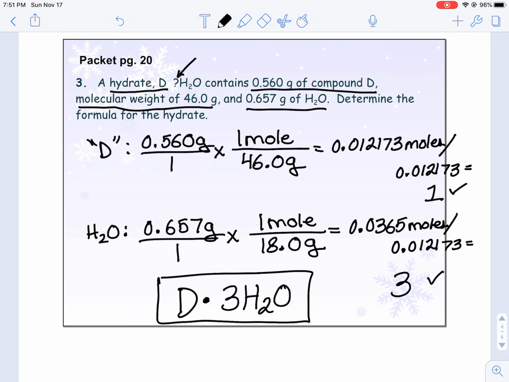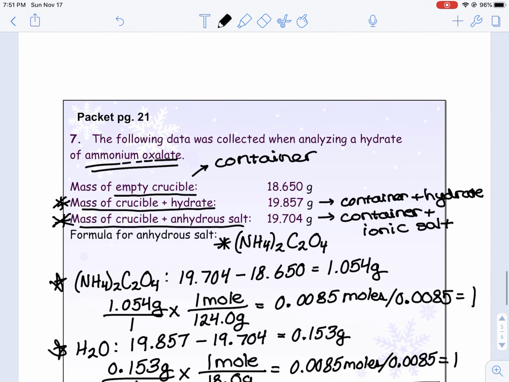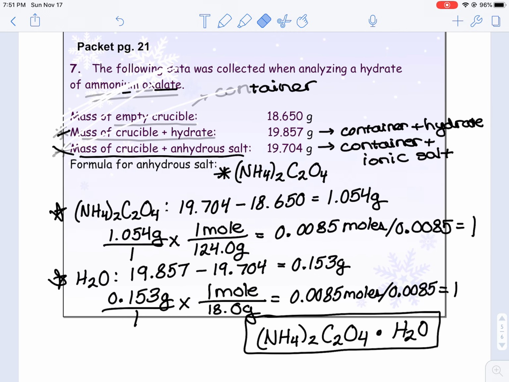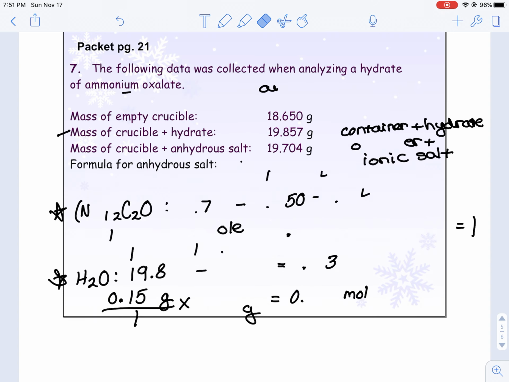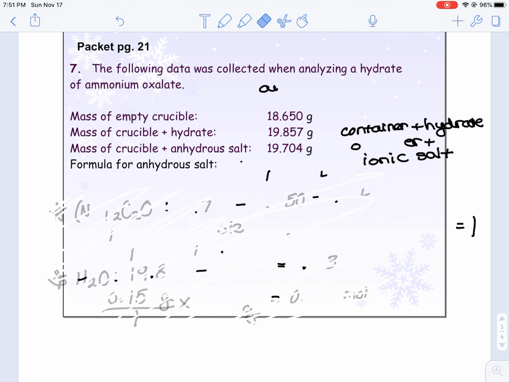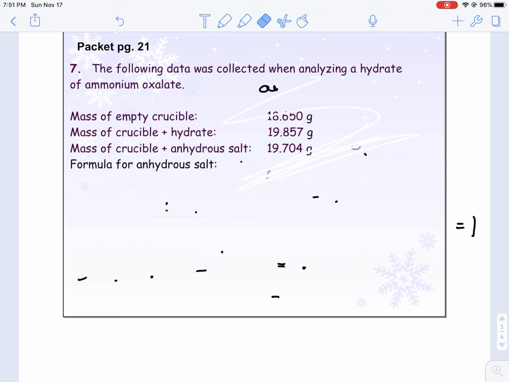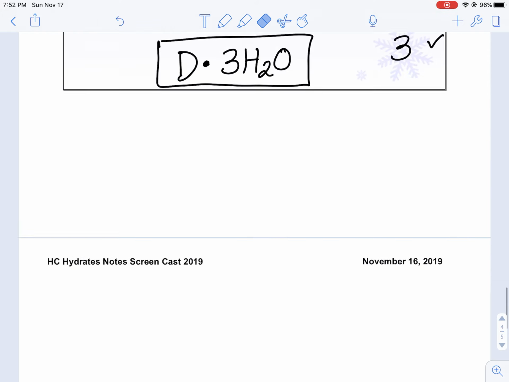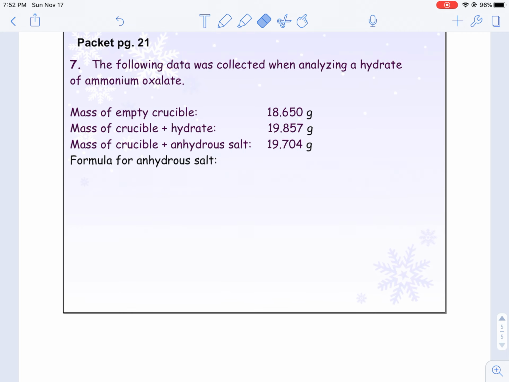You're also going to see on page 21 that sometimes we give you lab data. So this is going to be very similar to the type of data you're going to record on the lab that we do on Thursday. So when you're looking at a problem like this and you're given lab data, a few things you need to know. A crucible is just a container.